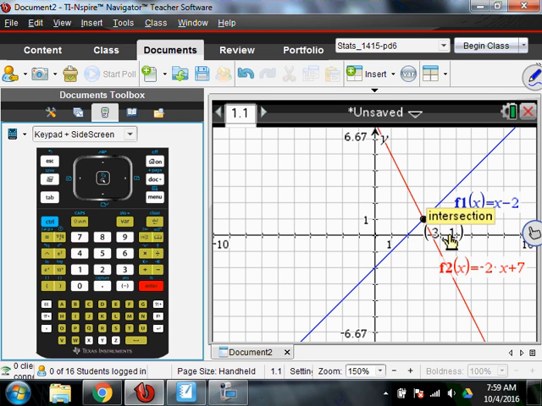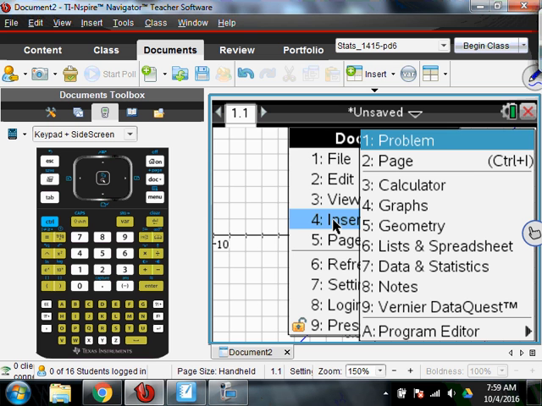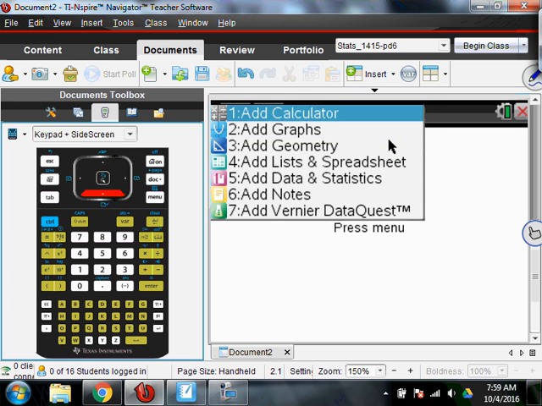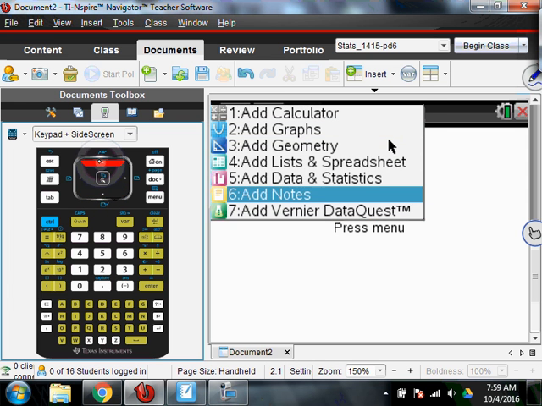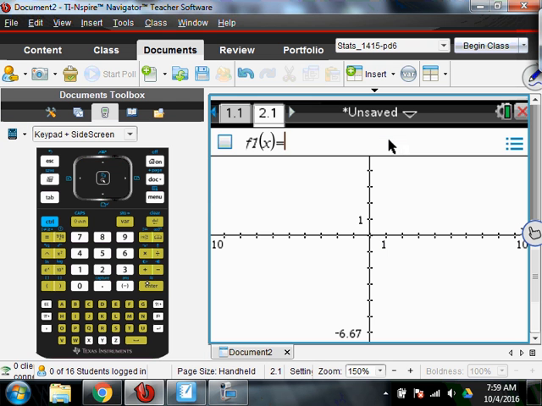On Friday's test, I'm not going to show you how to use the calculator during the test, so I would be taking notes, jotting things down, doing this step by step. So I'm going to go doc, and I'm going to insert a new problem. And again, I'm going to be using a graph page, okay? I'm inserting a graphs page. The reason I did that is I like to go back to f1 of x.